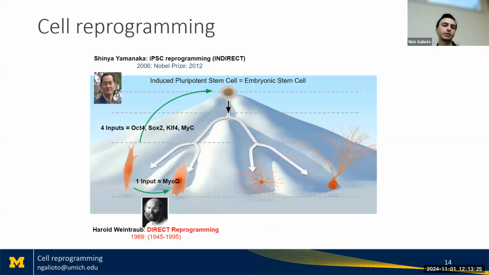But what we found is we had a researcher by the name of Harold Weintraub, who in 1989 was the first one to show direct reprogramming.